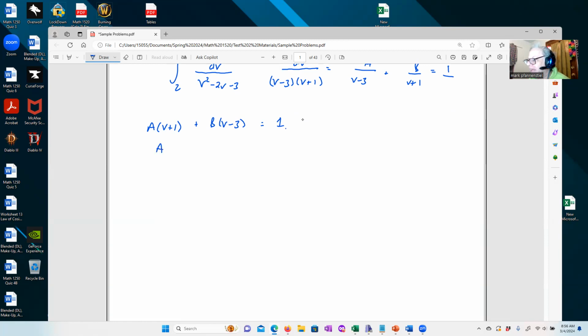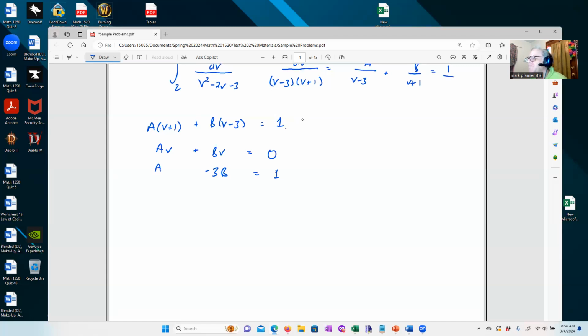So we're going to go ahead and equate coefficients. So I have Av plus Bv. What happens on the other side? Is there any v's over on the right-hand side? No, there is not. And then we're going to have A minus 3B, and that is equal to 1 on the other side there.